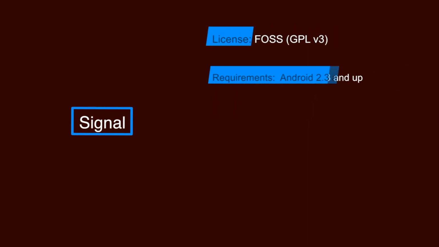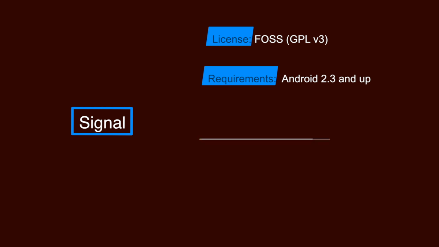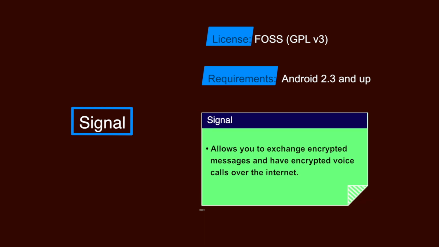Signal. Signal is also a FOSS software, and the requirements are Android 2.3 and upper versions. It allows you to exchange encrypted messages and have encrypted voice calls over the internet. A valid phone number is required to register.